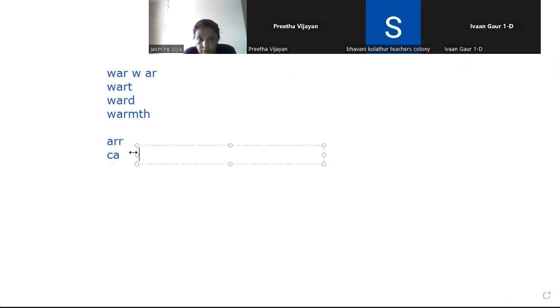So whenever you have A double R, then the R effect will not work. Like in the word carry, like in the word cherry, like in the word carrot.